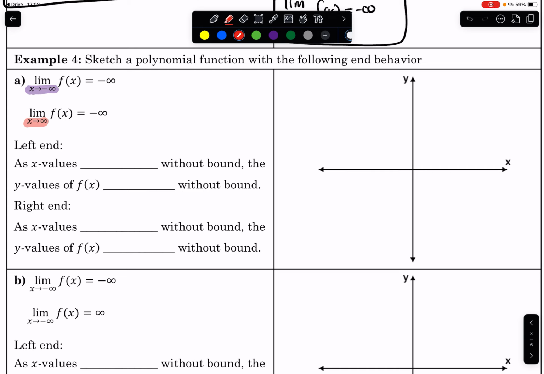So you can recognize again that the first one, the one in purple, is referring to the left end. So on the left end, as x approaches -infinity, means that as the x values decrease without bound, the y values of this function are going towards -infinity, so they are going to decrease. So on the left end of this function, the graph is going to go down. So the graph is going to look like this.